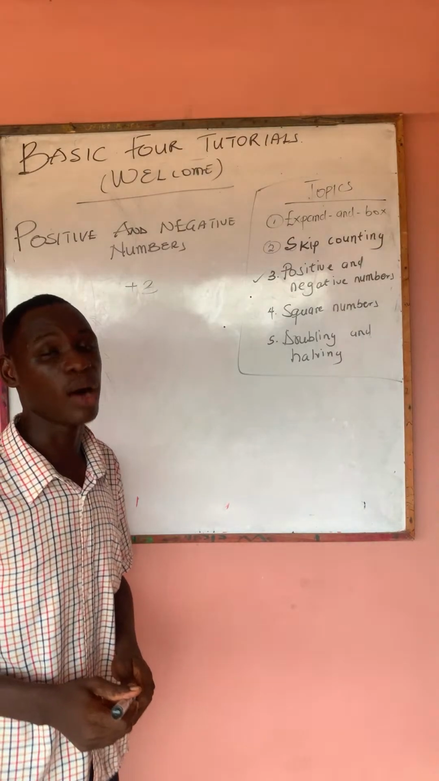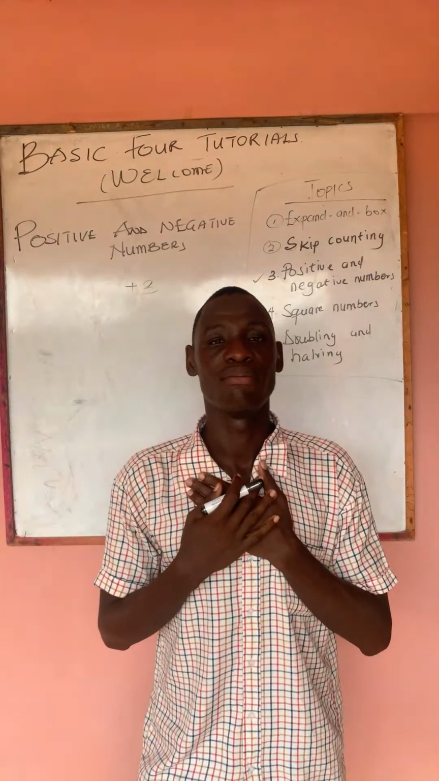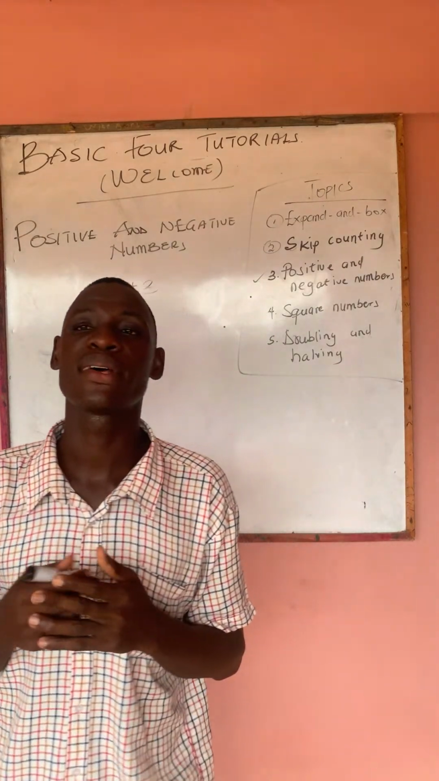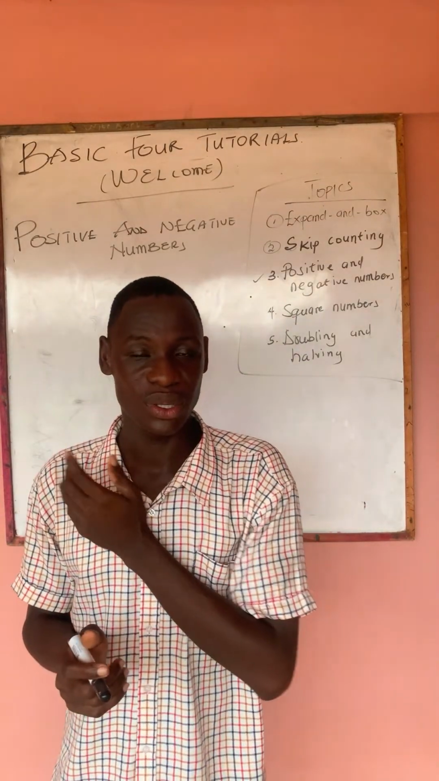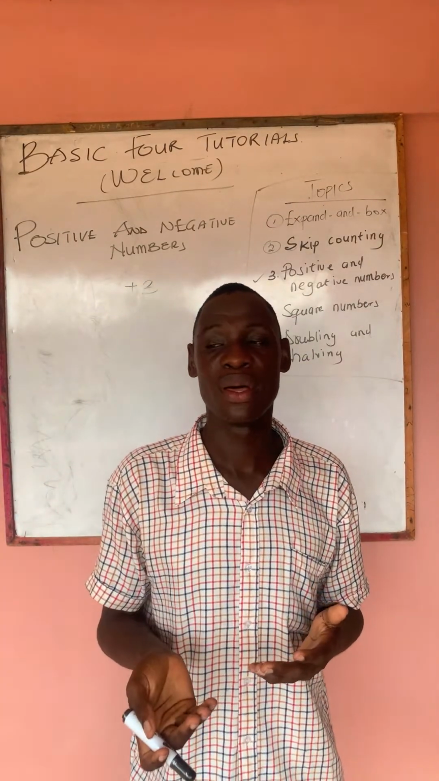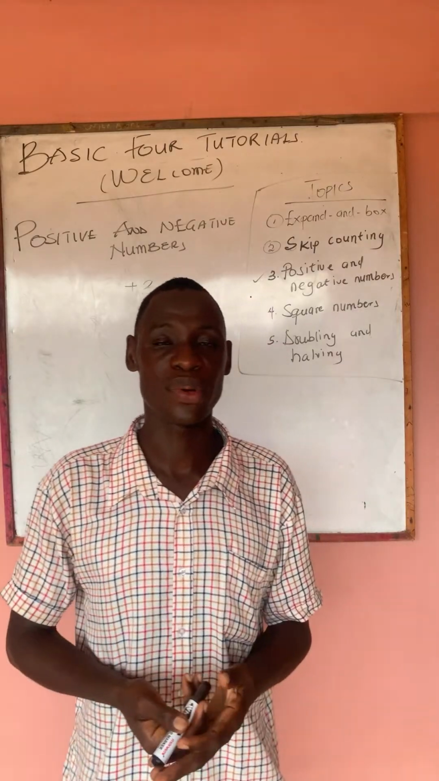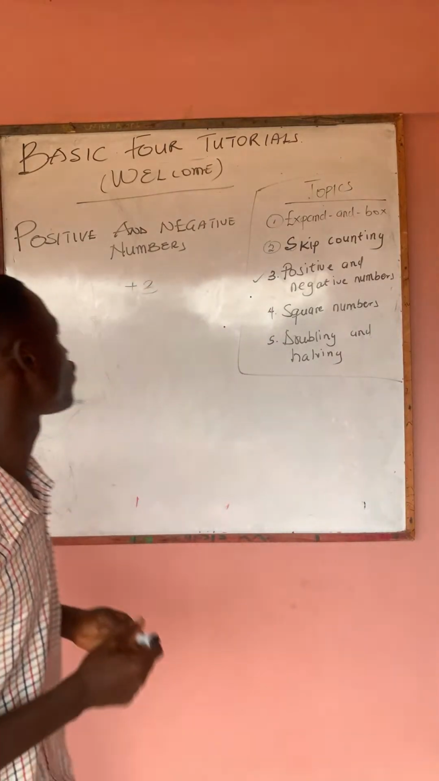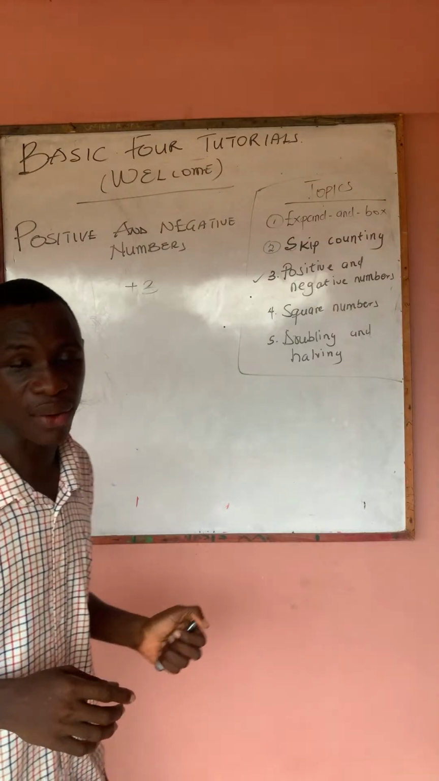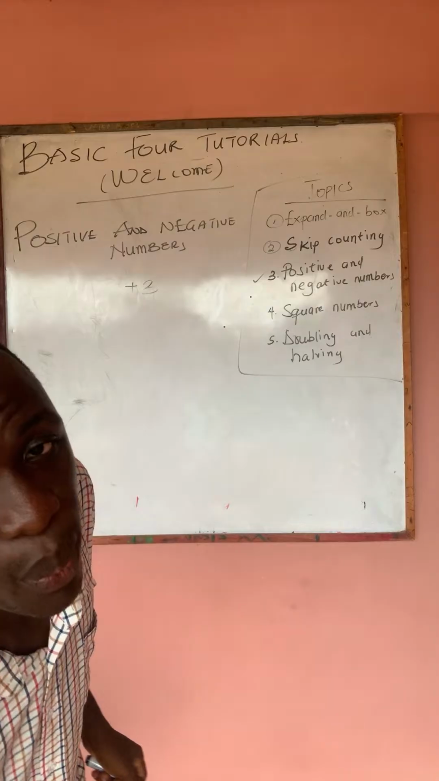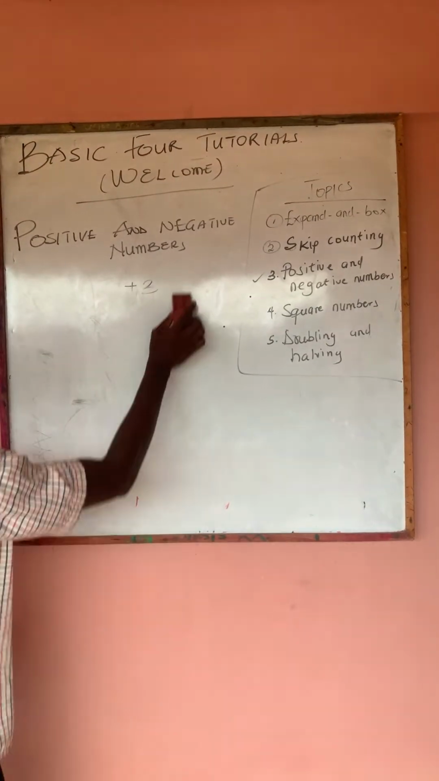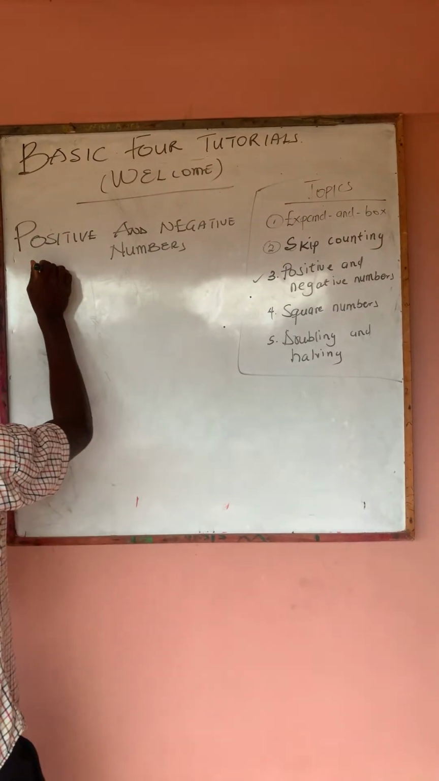But we don't mostly write the positive. Assuming you are asked, how old are you? And assuming I'm 9 years old, I won't say I am positive 9 years old. No, I'll just say I'm 9 years old. But it actually implies that it's a positive number. So they are numbers that are greater than 0. Let's get some examples of positive numbers. Any example of positive number, please use the comment section.